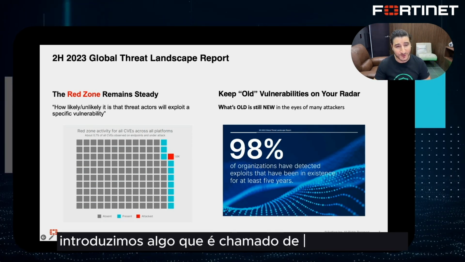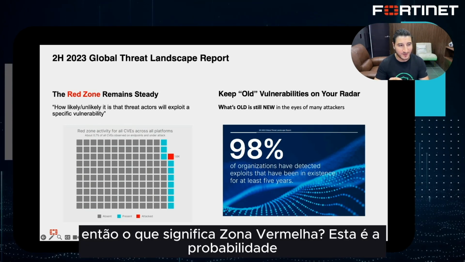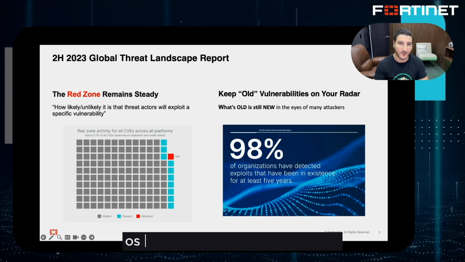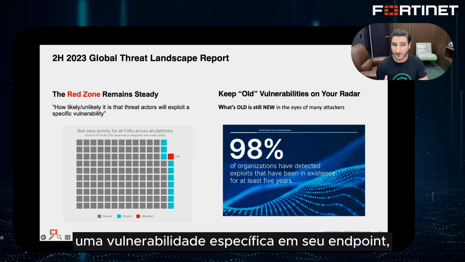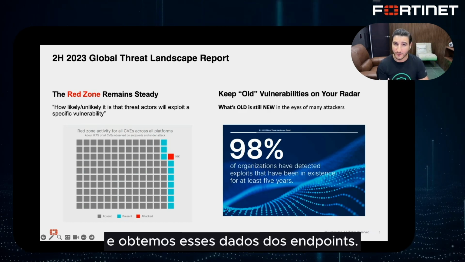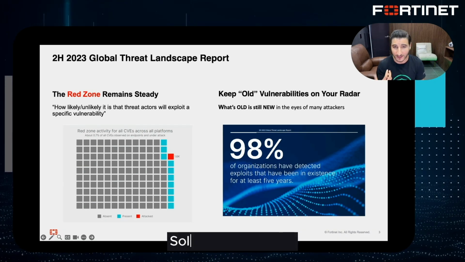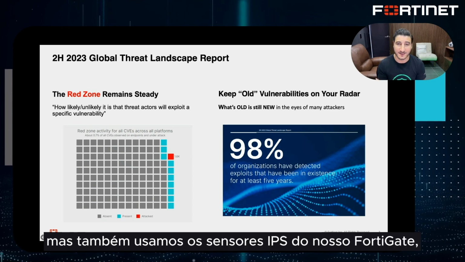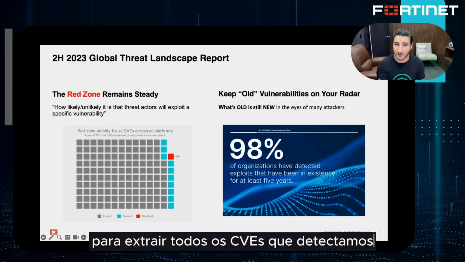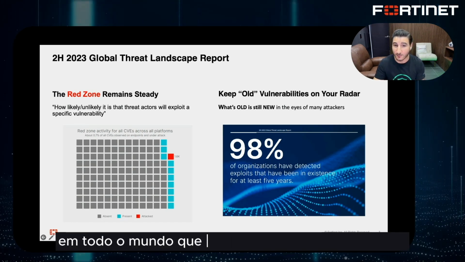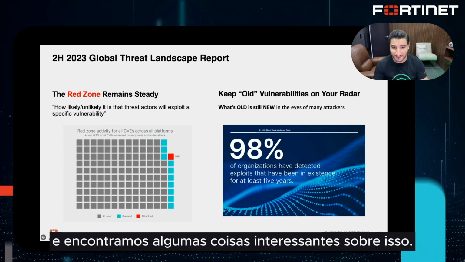For example, we introduced something that is called the red zone. So what does red zone mean? So this is how likely or unlikely it is that threat actors would exploit a specific vulnerability in your endpoint. And we get this data from endpoints. We extract vulnerabilities from endpoints using our FortiClient solution, but also we use the IPS sensor from our FortiGate next generation firewalls to extract all the CVEs that we detect around the world that try to be exploited, right? And we find some interesting things about it.